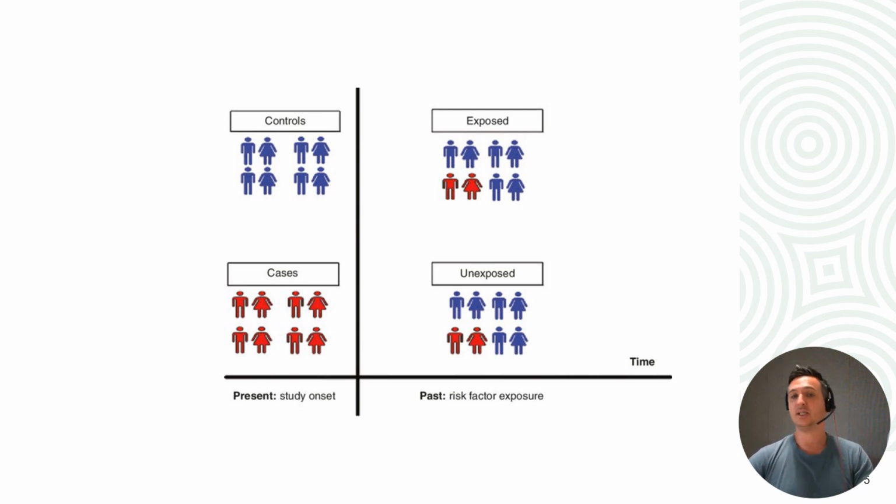Now, finally, obviously, we collect information or we collect data. We gather information about the exposure of interest for both the cases and controls. So let's take a look at an example in sport and exercise. Imagine that our research question would be if there is an association between excessive training volume and the development of overuse injuries in young athletes.